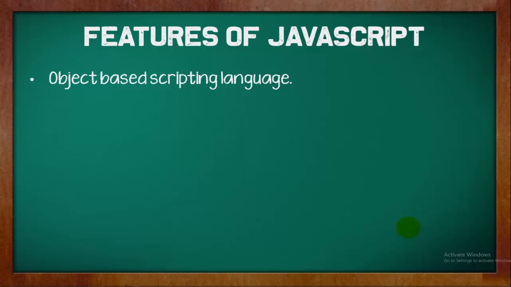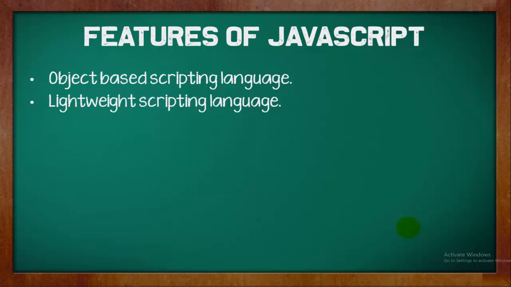So this was one of the main features of JavaScript. And the second main feature is lightweight scripting language. So what does this lightweight scripting language mean? Normally in languages like C and C++ or any other language, we have data types. We have some memory locations. So if I assign a value to a variable, that variable will be stored in a particular memory declared with the data type.